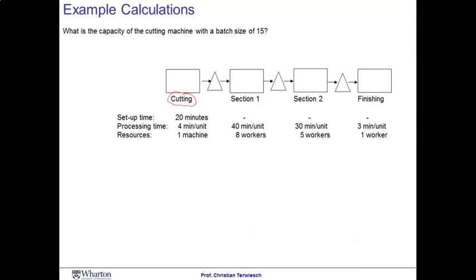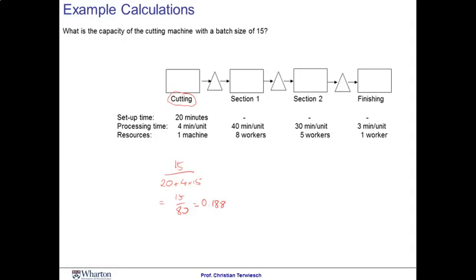To find the bottleneck of the process, we have to calculate the capacity for each of the 4 resources in the process. As we said before, for the cutting machine we had 15 shirts be produced in 20 minutes setup plus 4 times 15 minutes of production time, which is equal to 15 divided by 80, which is roughly 1.88.